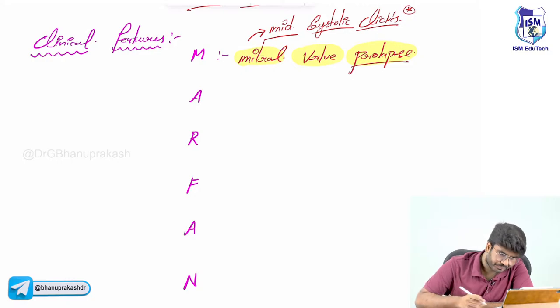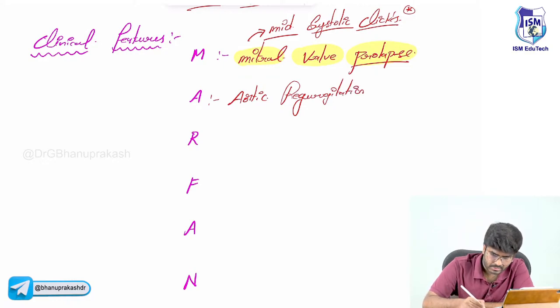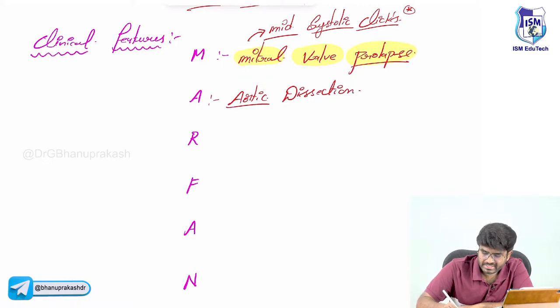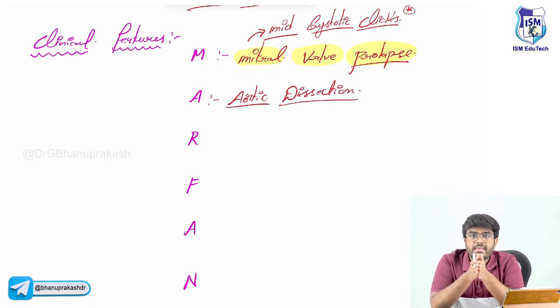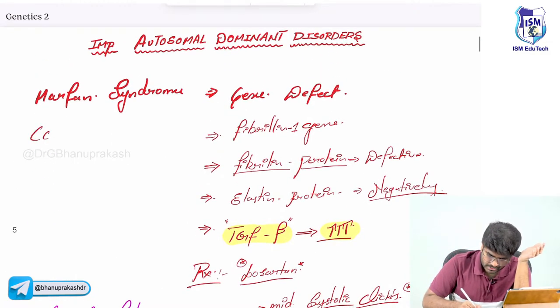Now, what is this A? A stands for aortic regurgitation. Okay, sorry, not aortic regurgitation. It's aortic dissection. Aortic dissection means, see, Marfan syndrome is a connective tissue disorder. First thing you should know, Marfan syndrome is a connective tissue disorder.